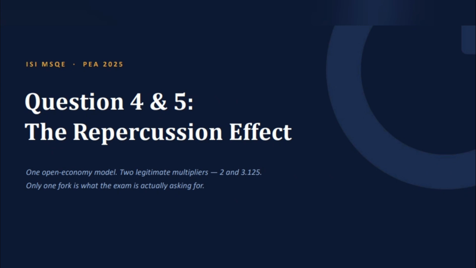Today we are doing question 4 and 5 from the ISI MSQE PEA 2025 paper. An open economy, fixed exchange rate, standard looking macro model. 4 equations, multiple choice, should be quick. Except it's not, because this pair of questions has a fork hiding in it.